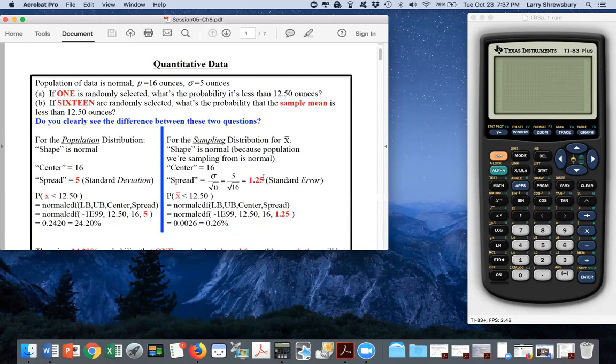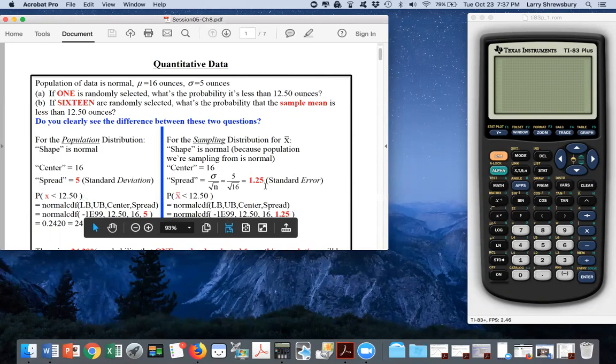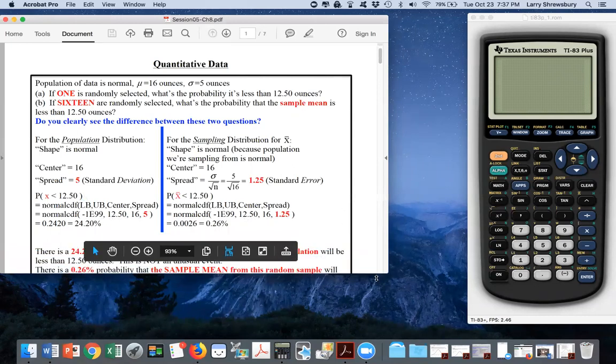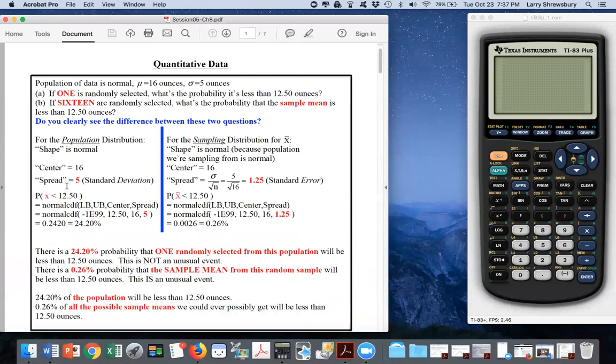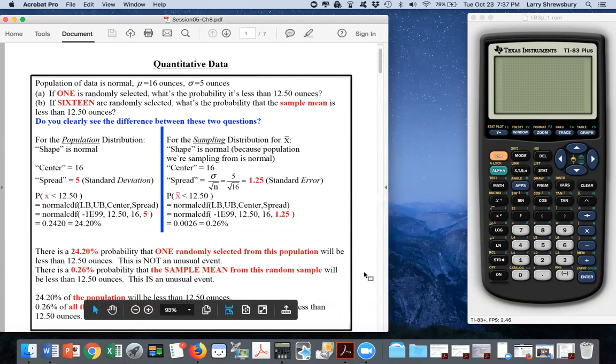Now here's what's important. Standard deviation tells you the standard or typical distance a data value deviates from the mean. But over here, this tells you the typical distance the sample mean deviates from the population mean. Get that distinction. And we're going over here, so the big difference is the spread. So when you put in the standard error, you get a very different answer. And here's your interpretations. So you want to be comfortable with this.